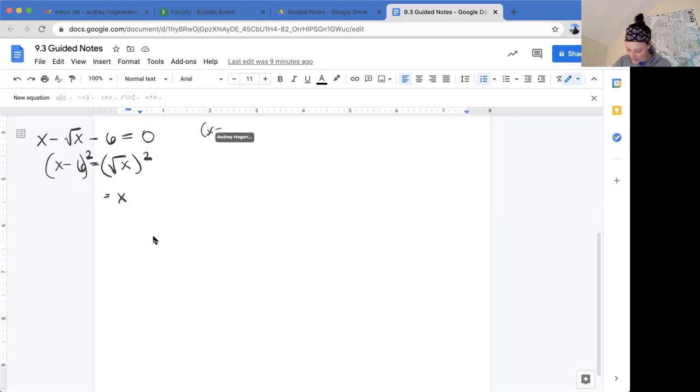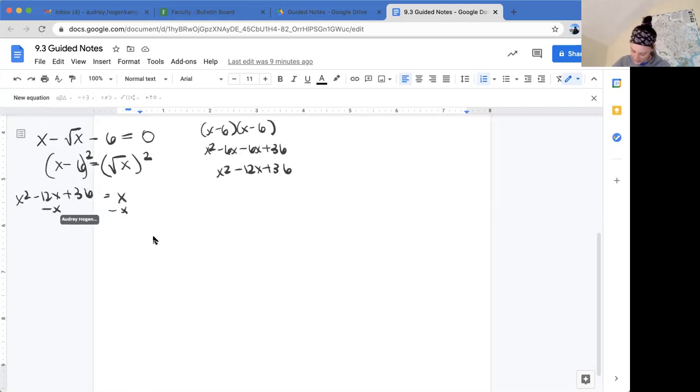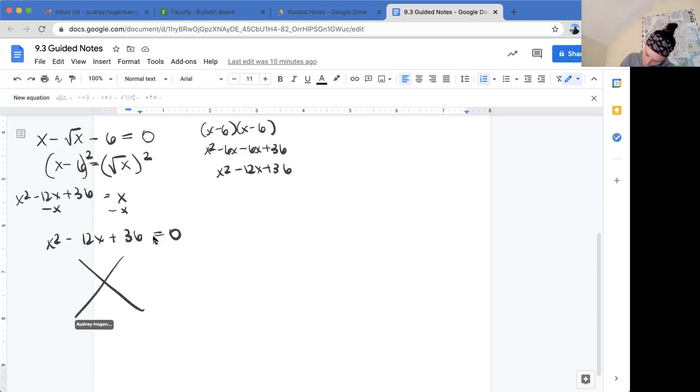And then let's see what x minus 6 times x minus 6 is. Remember, that's a binomial times a binomial, so you've got to FOIL it out. So it's going to be x squared minus 6x minus 6x plus 36. So that's x squared minus 12x plus 36. So we get x squared minus 12x plus 36 is equal to x. I'm going to subtract x to the other side. So I get x squared minus 12x plus 36 is equal to 0. I'm going to factor that bad boy. So on top, 36, negative 12.